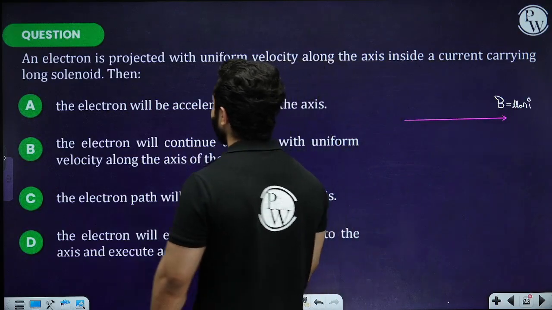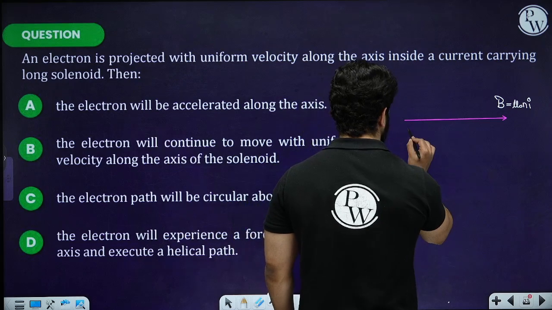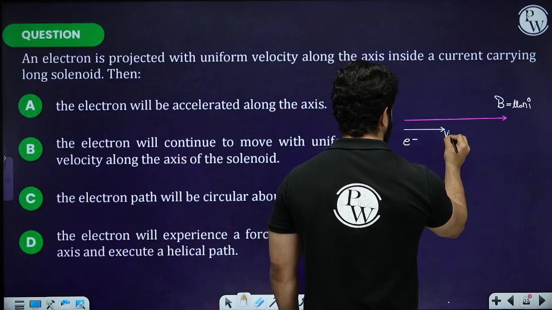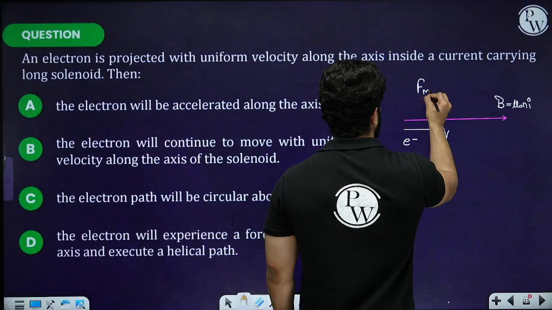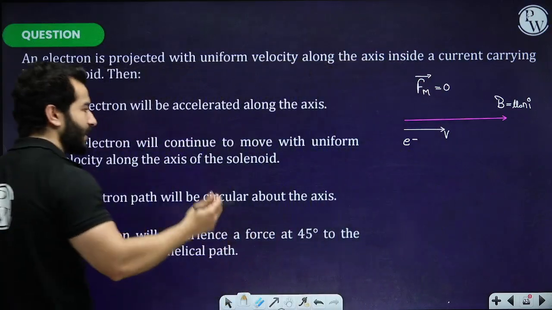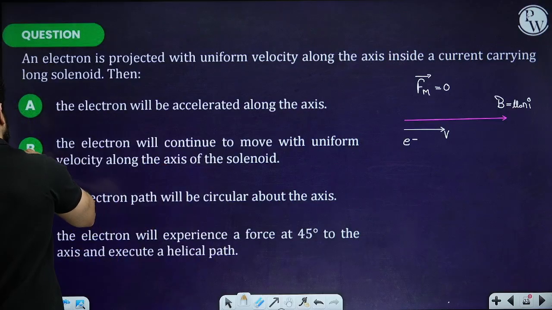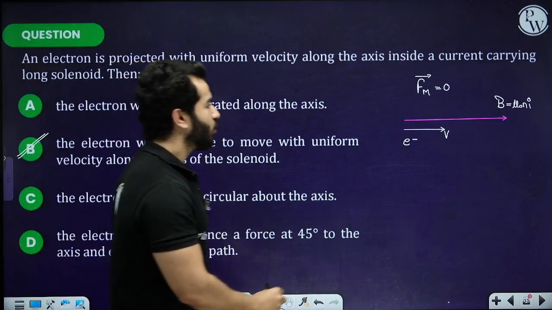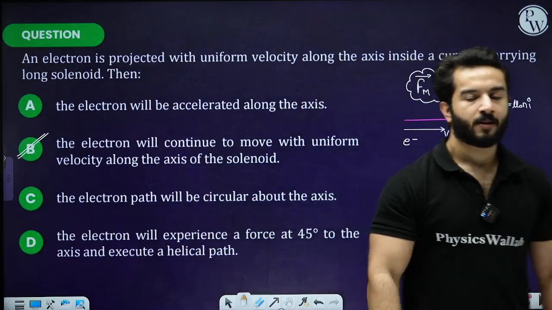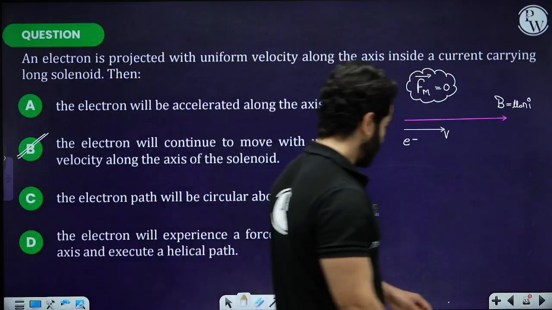Then they are saying an electron is projected with uniform velocity along the axis. So the electron is also projected along this axis only. If the electron is projected along this axis, there will be no magnetic force. Right? So the electron will continue to move with uniform velocity along the axis. Option B is absolutely correct, because there will be no force, no acceleration, so it will not deviate. Hopefully everything is clear till this point. Let's move.